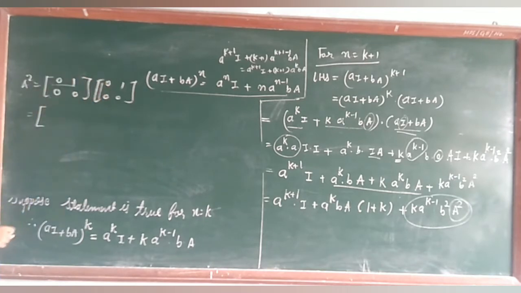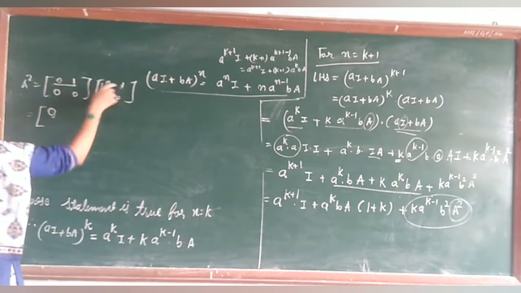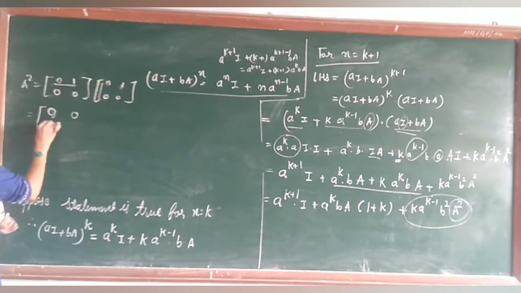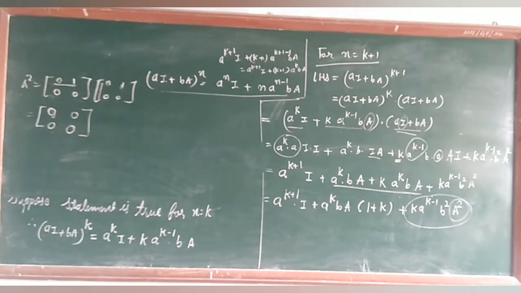0 1 का 0 से multiply कर 0 into 0 0 plus 1 into 0 0. Now 0 1 is multiplied with 1 0. So 0 into 1 0 plus 1 into 0 0 0 0 का multiply करेंगे 0 0 0 multiply with 0. So answer is 0. Actually it is a 0 matrix.